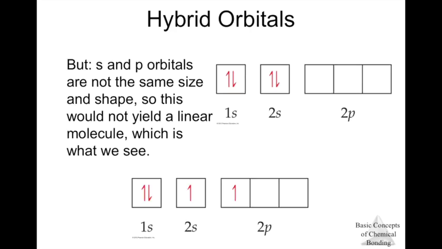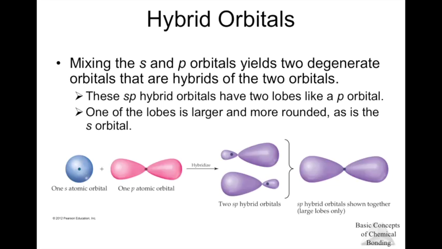I mean, it seems to make sense, but the problem is now you're dealing with an s orbital and a p orbital. And those guys are not the same size and shape. So this would not produce a linear molecule. But if you look at something like beryllium difluoride, that is a linear molecule. Experimentally, we see linear molecules. So obviously, this isn't really the best explanation.